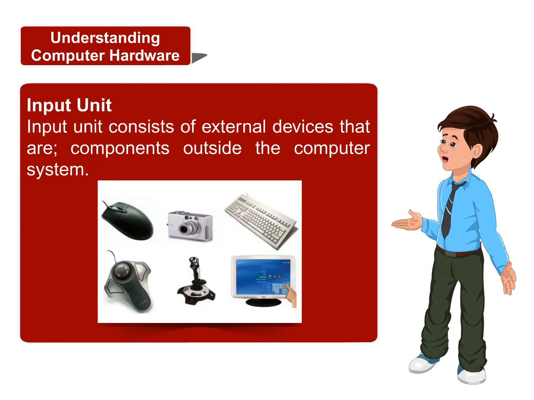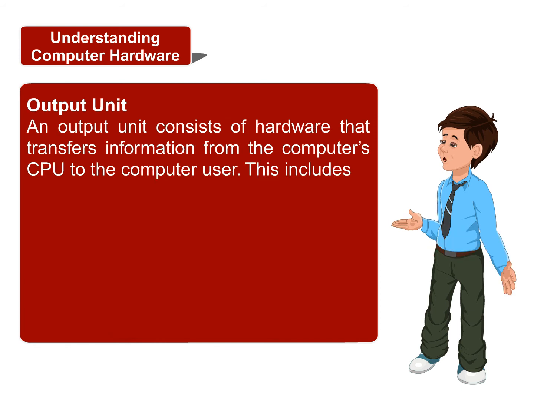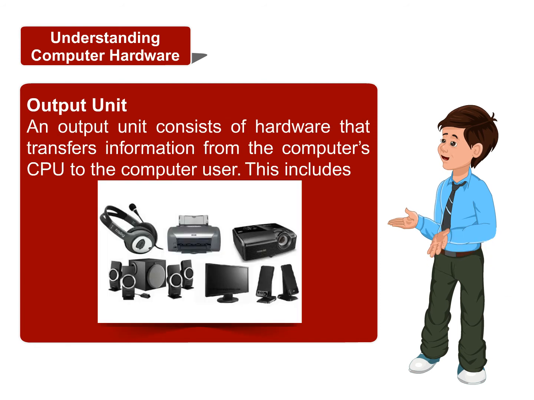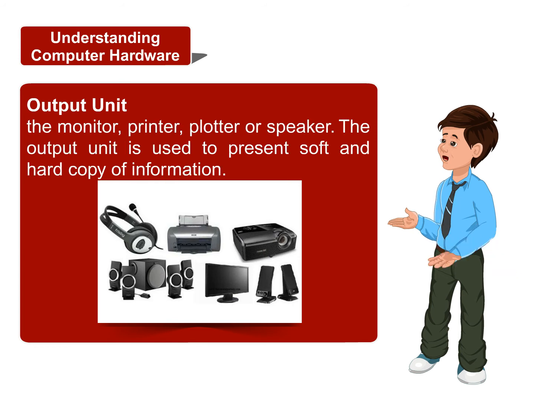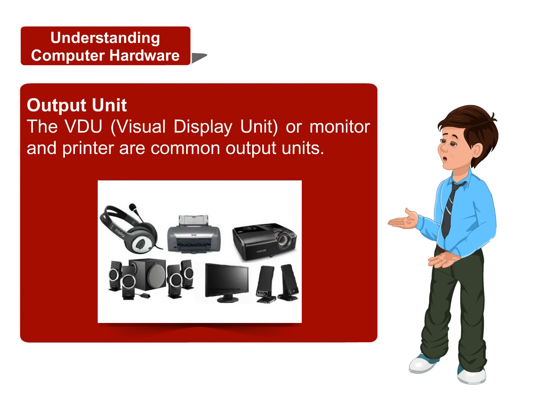Input unit. The input unit consists of external devices that are components outside the computer system. Output unit. An output unit consists of hardware that transfers information from the computer's CPU to the computer user. This includes the monitor, printer, plotter, or speaker. The output unit is used to present a soft and hard copy of the information. The VDU, visual display unit, or monitor and printer are common output units.